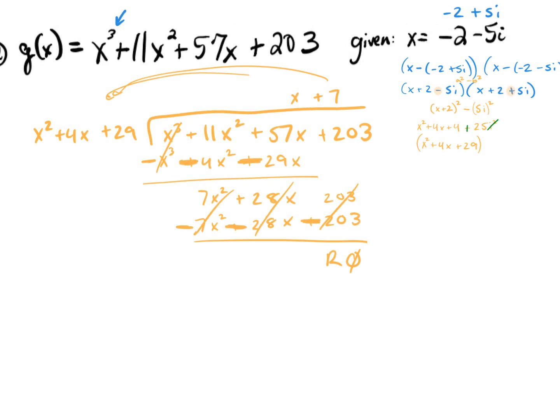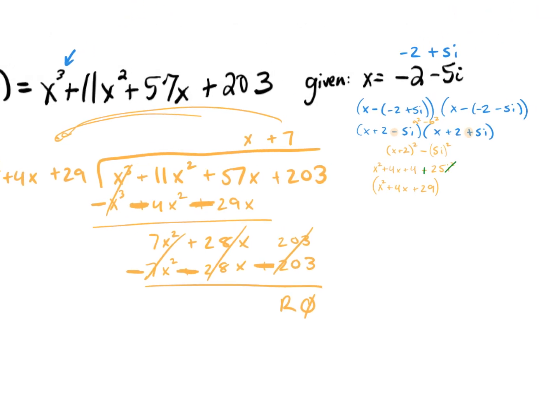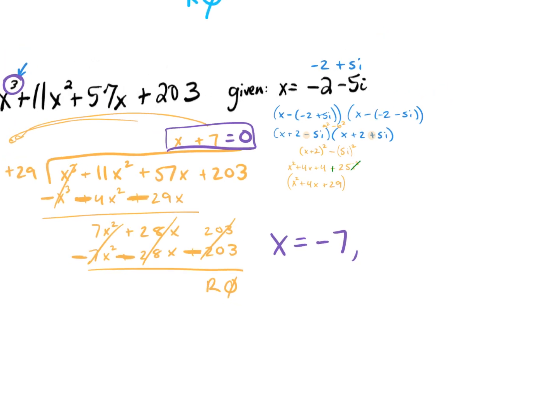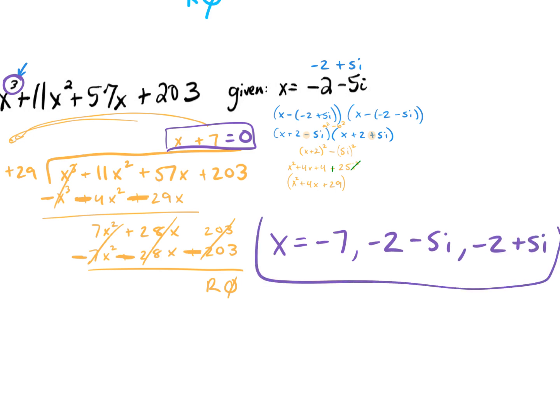How do I find my remaining 0? What would I do? Set it equal to 0. I set what I just found as my answer, that x plus 7, equal to 0. So what would x equal? Negative 7. I said that I had 3 zeros here. What are my other zeros? Negative 2 minus 5i and negative 2 plus 5i. Awesome. The one that was given and the one that was implied and the one that we found.